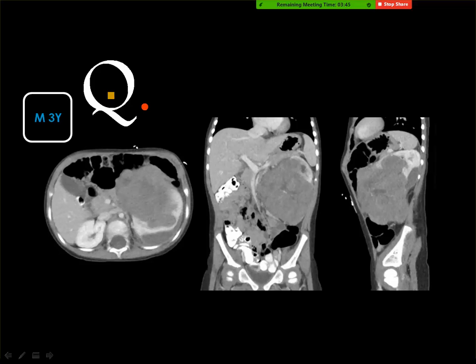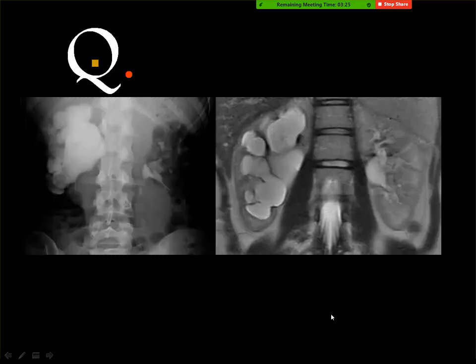Wilms tumor of the left kidney. Wilms tumor, also known as nephroblastoma. This is a pediatric patient, 3 years old, and you have a solid mass in the left kidney, and the most common solid mass in the kidney in the pediatric age group is nephroblastoma or Wilms tumor.